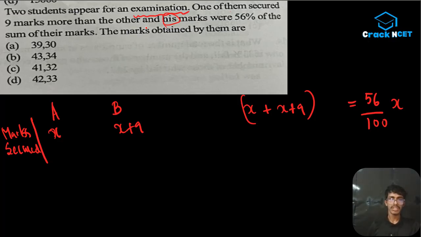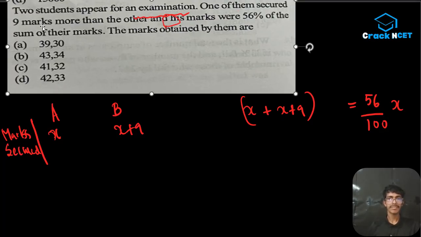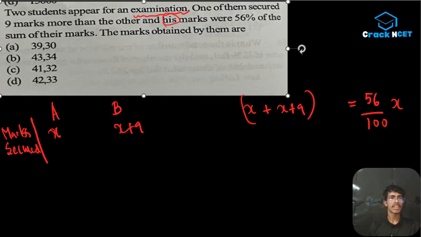So guys, what is said over here? It is said that, let me take the pen. Two students appeared for an examination. One of them secured 9 marks more than the other, and his marks were 56% of the sum of the marks. The marks obtained by them are, okay, so a small mistake is seen over here.